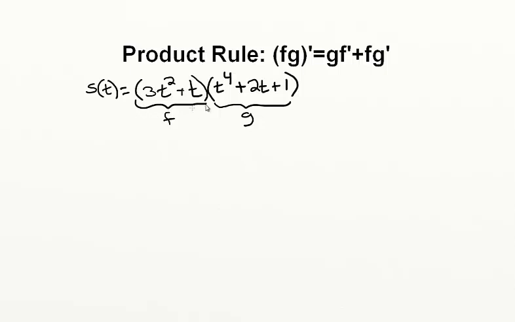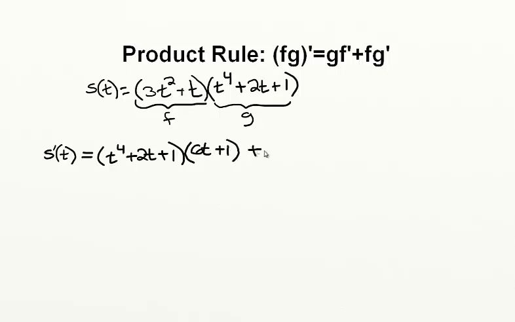So if we were to apply the product rule here, first we're going to do g times f prime. So we're going to denote our derivative s prime of t, and then we're going to take g, which is t to the fourth plus 2t plus 1, and we're going to multiply by f prime, which is going to be 6t plus 1.